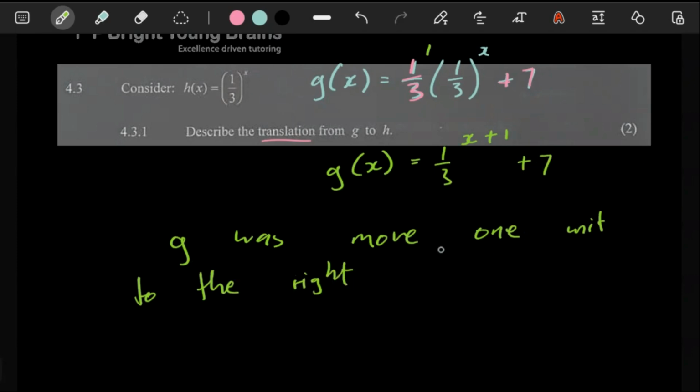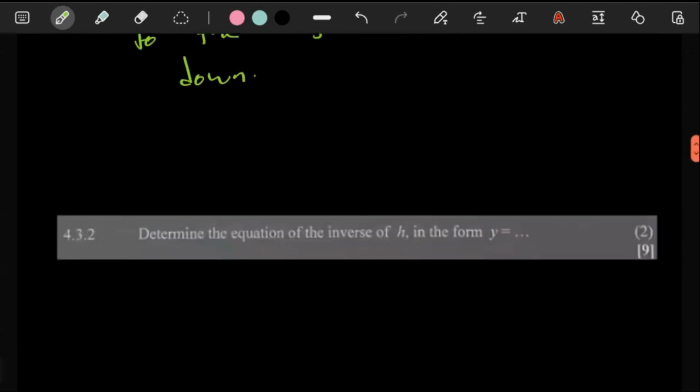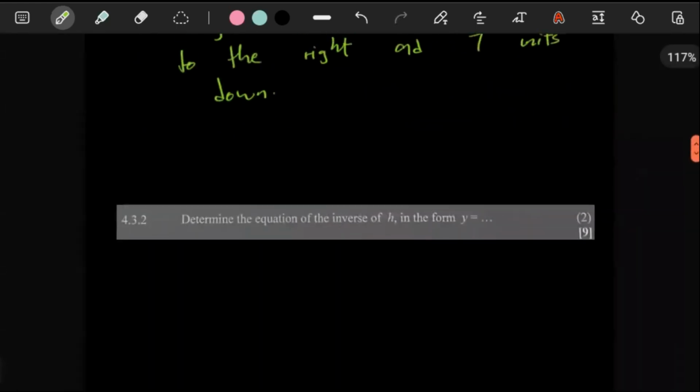So G was moved 1 unit to the right and 7 units down. There we go, easy marks. Describe the equation of the inverse, determine the equation of the inverse of h in the form y.